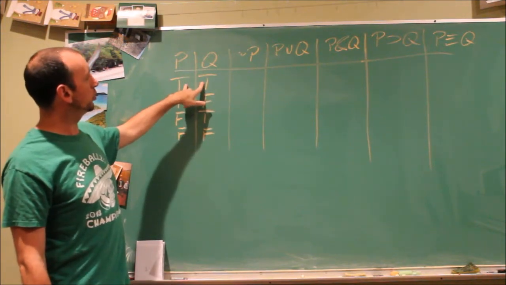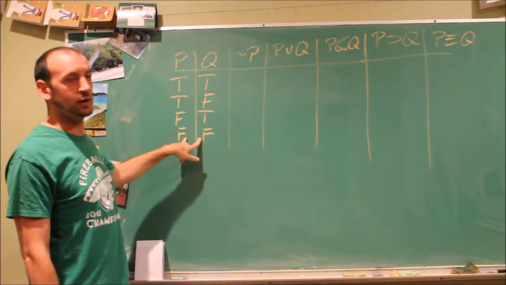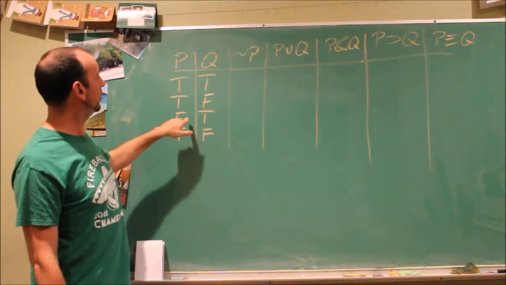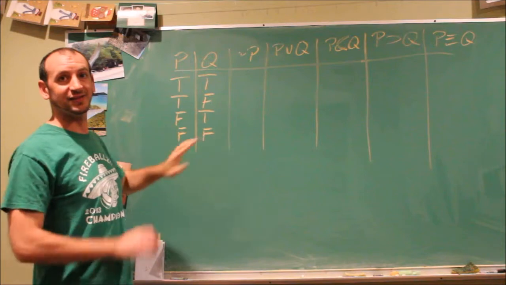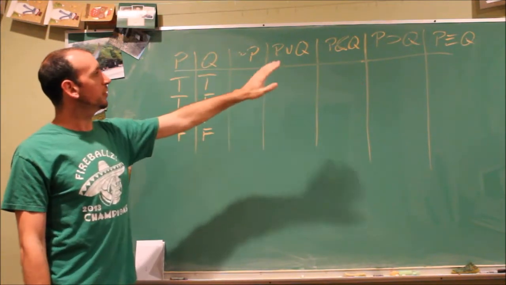If P and Q are both true, you satisfy that right there. If they're both false, you satisfy that right there. If P is true and Q is false, we have that. If P is false and Q is true, you have that. That's every possibility. So that's how we always start. And then we can look at all the different relationships.